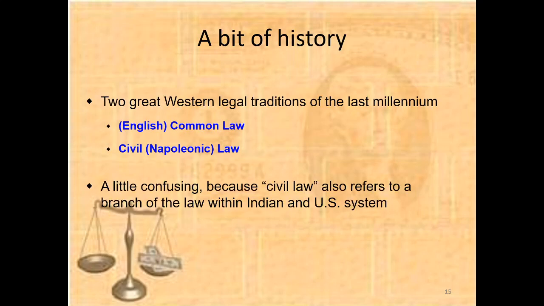So, the two great Western legal traditions of the last millennium are common law and civil law. The common law is known as English law. Civil law is called the Napoleonic law. It is a little confusing, because civil law also refers to a branch of law within the Indian and US systems, that is, within the common law system itself. So people may be thinking that civil law is a subset of that, but the civil law tradition is completely different. The branch of civil law deals with individual-to-individual problems, cases basically, like property, contract breach, tortious cases, etc.